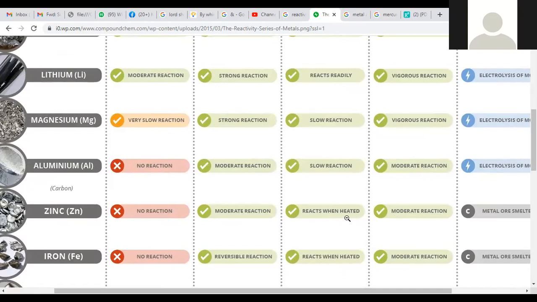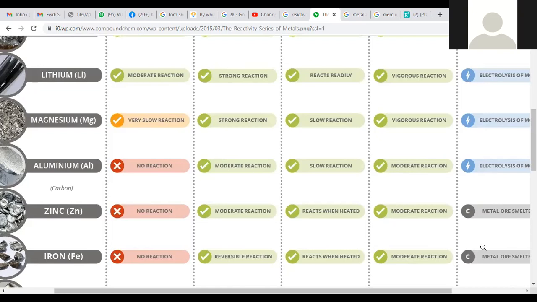Zinc upon treating with oxygen reacts when heated. Under normal conditions, zinc oxide may not be generated, but upon heating, extra energy is required in order to get zinc oxide. Moderate reaction towards the acid, being a member of D block elements and a transition metal, moderate reactivity we can clearly observe for these metals. And here acid reaction is also in between. It is a bridging one.